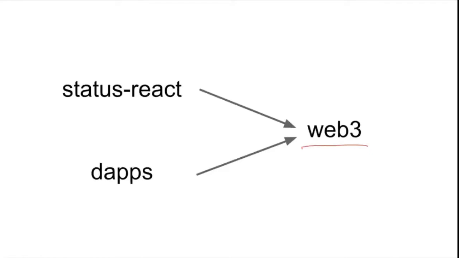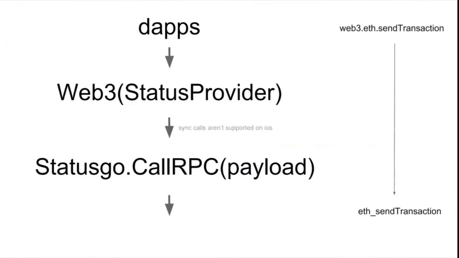Status React, because it's sort of a trusted source, also has access to some more private API. But the vast majority of the functionality goes through the same channel for both Status React and dApps. Essentially, both dApps and Status React have this Web3 JavaScript library that we inject our custom provider into, which isn't using HTTP or anything like this. So essentially, it calls this native RPC method.